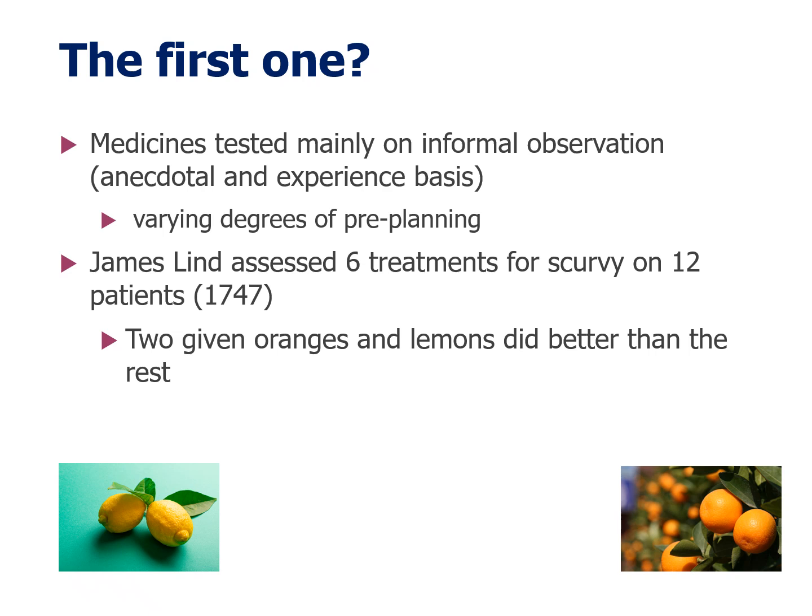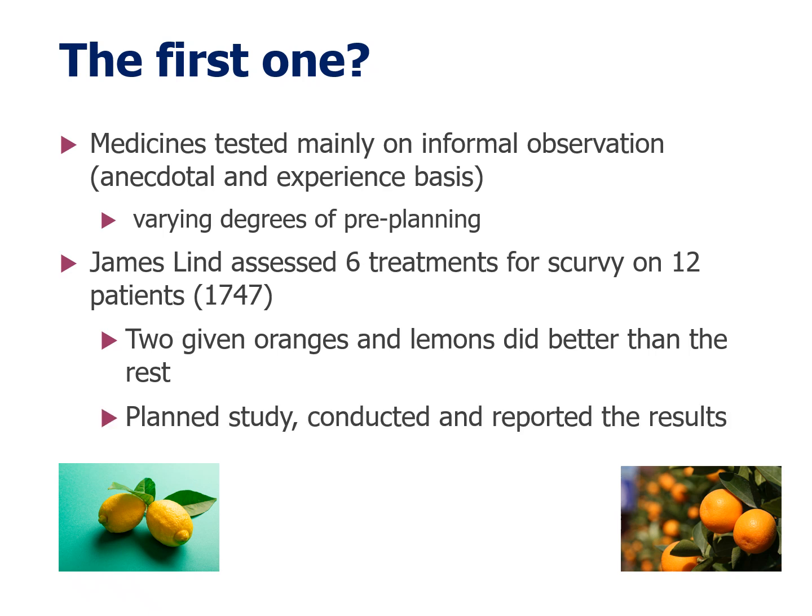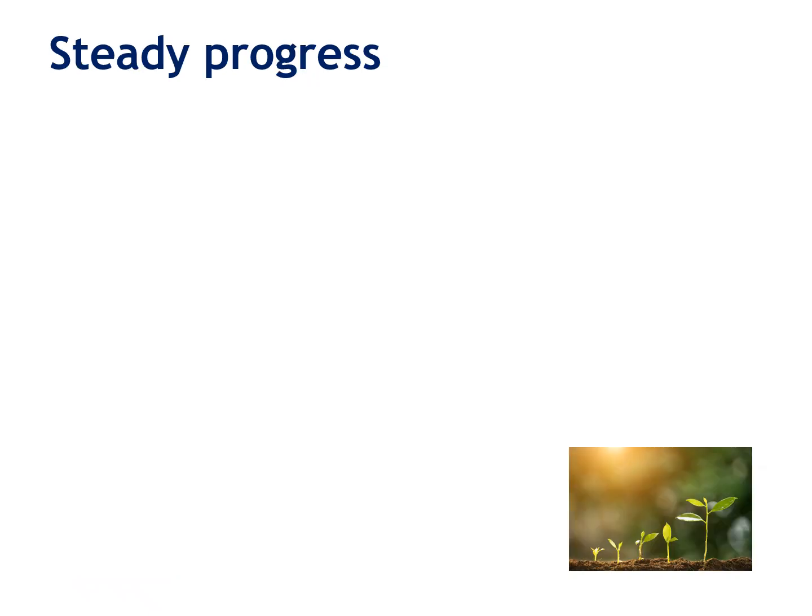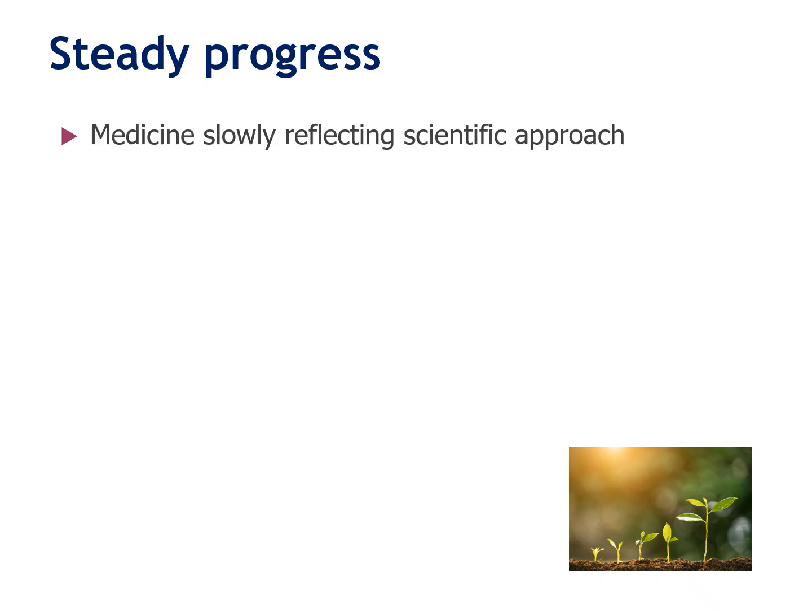And those that received the oranges and lemons did better than the rest, and he wrote up his findings accordingly. And the thing is, it was a planned study. He conducted it, and he also reported the results. What we have from that time towards this day was steady progress, if not fast progress, towards what we might think of as a modern clinical trial.